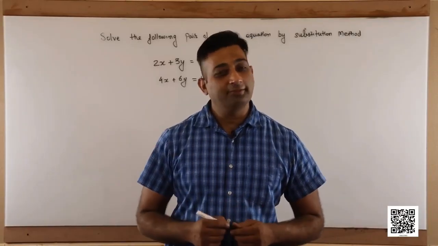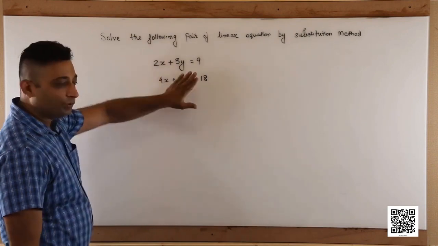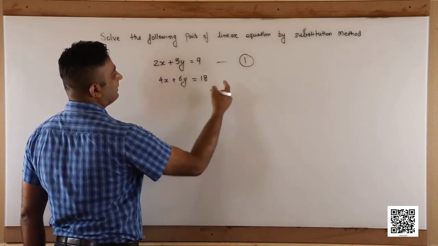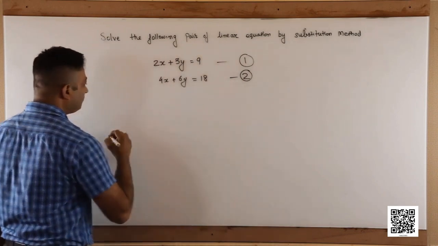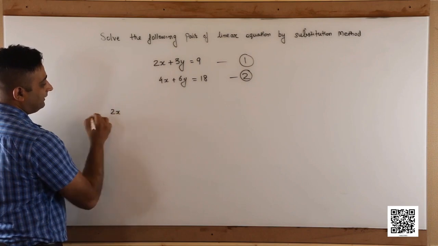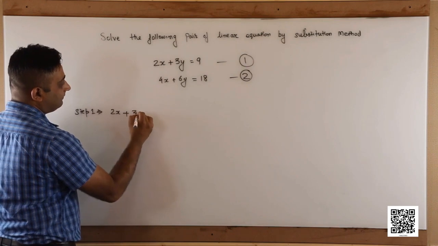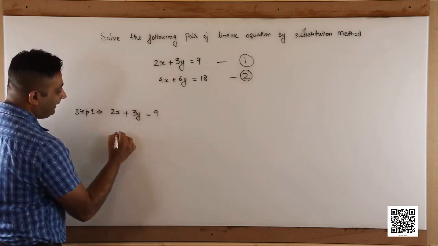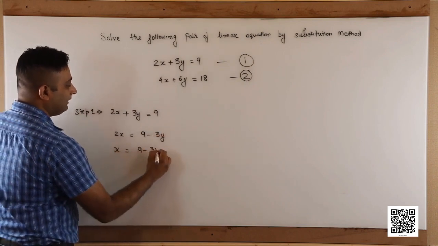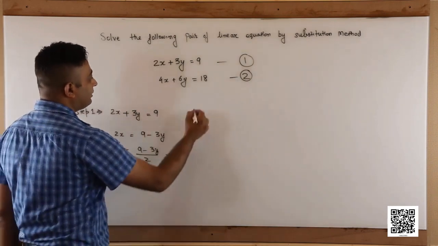Dear students, let us discuss a very interesting problem, that is 2x plus 3y equal to 9. Let us call this equation number 1, and 4x plus 6y equal to 18. Let us solve by the substitution method. So we rewrite equation number 1. This is step number 1. In this we will write equation number 1 and find one variable in terms of another, that is x equal to (9 minus 3y) divided by 2, and give the equation the name equation number 3.